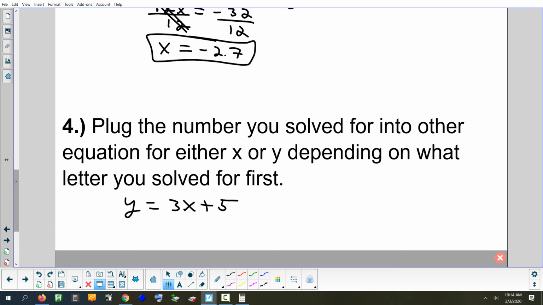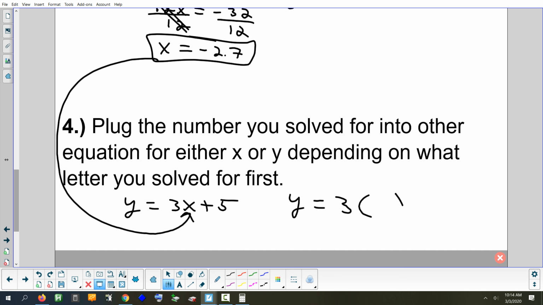And what did I just figure out x is? Close. Negative 2.7. So you're going to take that number and plug it back into that equation. And that'll tell you what y is. And we're going to need our calculator for that. So y equals 3, leave a little bit of space, plus 5. And what am I plugging in for x?